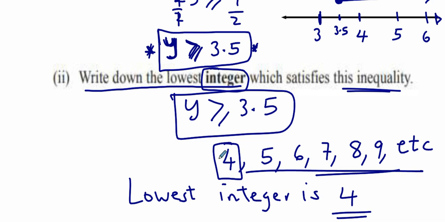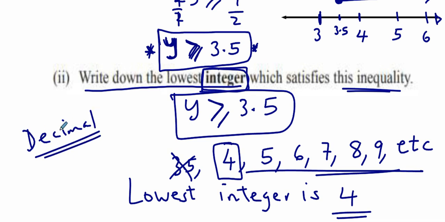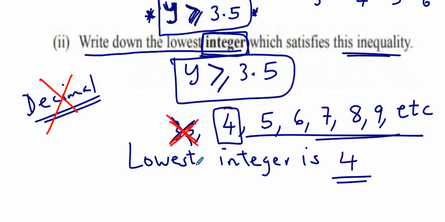Now you may be wondering, I said that when it says greater or equal to 3.5, you have to start with 3.5. But since the question is asking for the integer, 3.5 is a decimal number. A set of integers does not accept decimals. So that is why I'm not starting with 3.5, because 3.5 is not an integer.